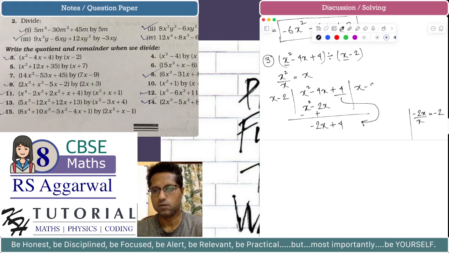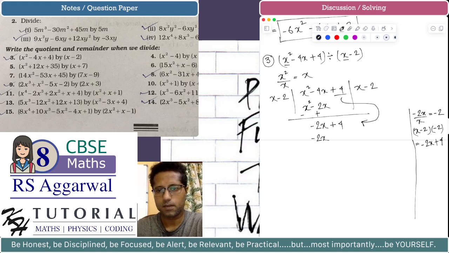So minus 2. And now you will find the product of minus 2 and the divisor, and the product needs to be subtracted from the dividend. So what is x minus 2 multiplied by minus 2? It is minus 2x plus 4. So we have minus 2x plus 4. The product of the current term and the divisor needs to be subtracted from the current dividend. So they are the same, and obviously there will be no remainder.